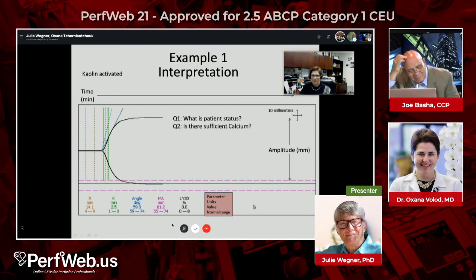So, all right, when you start with interpretation, a couple of questions you should always ask: what is the patient's status? Are they bleeding, not bleeding? Because it will determine how you look at the TEG. And then also always look at the patient's health.